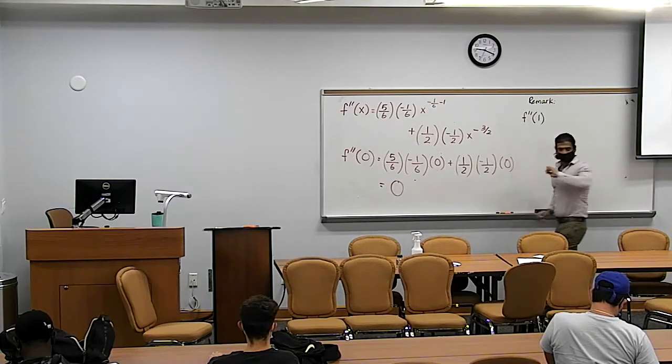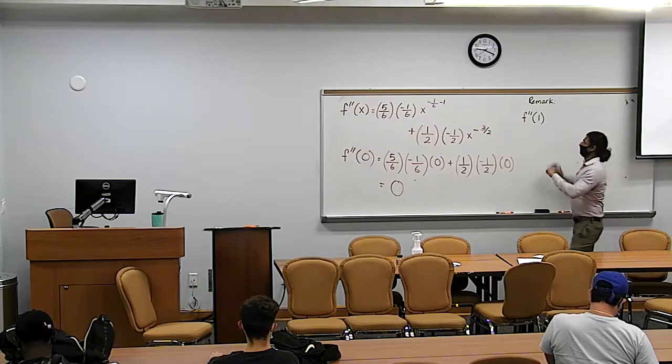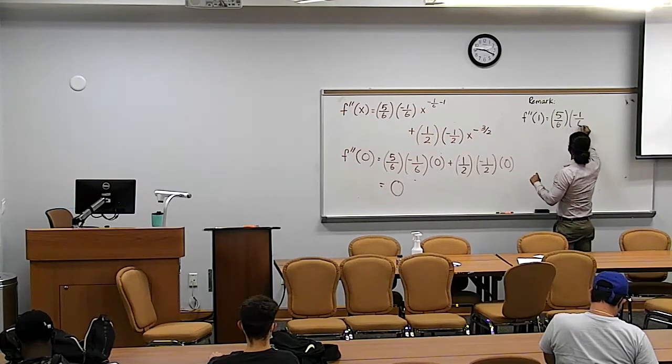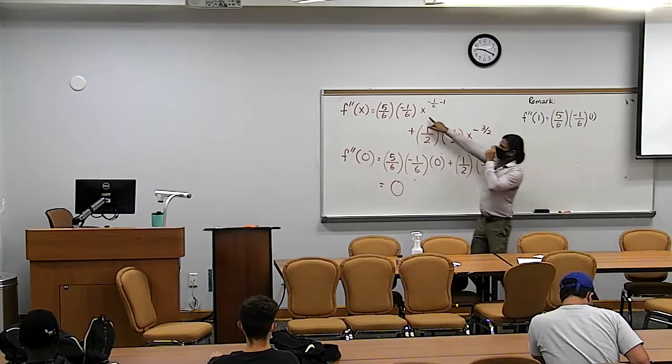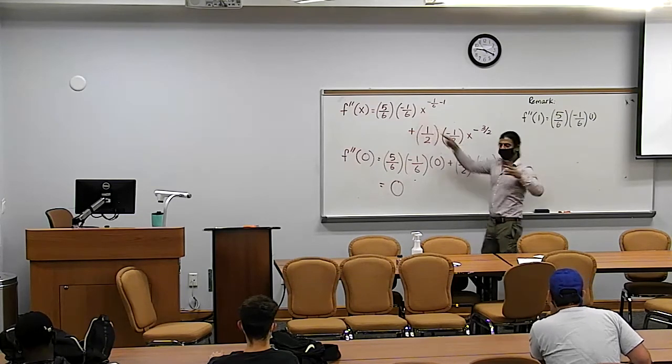I'm going to evaluate the second derivative at x equals 1. So I have 5/6 multiplied by -1/6. 1 raised to the power of any number is 1.